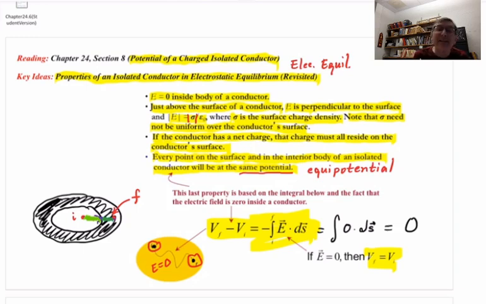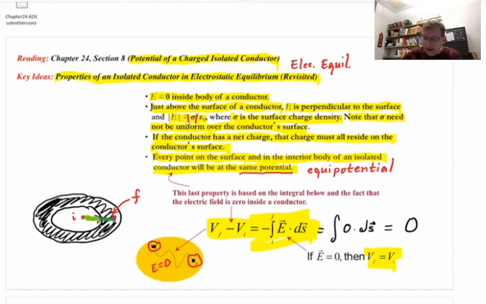So even points in that hollow interior are at the same potential as the points in the body of the conductor. Now it's different if somebody puts a charged particle in the hollow part, okay? I'm assuming that the hollow region is empty or not charged. There could be something in there, but it has no charge.